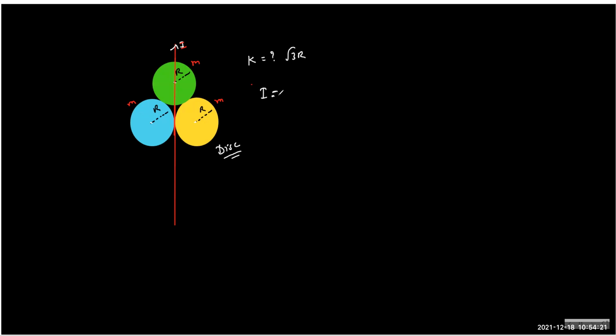I will be, for the green disk, mr square by 4 because it's about a diameter. But what about the blue, or I mean yellow, disk? It is mr square by 4 plus mr square, 2 times. And this entire value should be equal to how much? The total mass of the system, like a point mass, into k square. This turns out to how much? Mr square by 4.